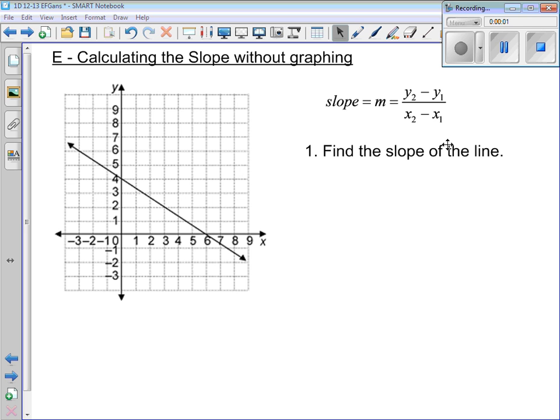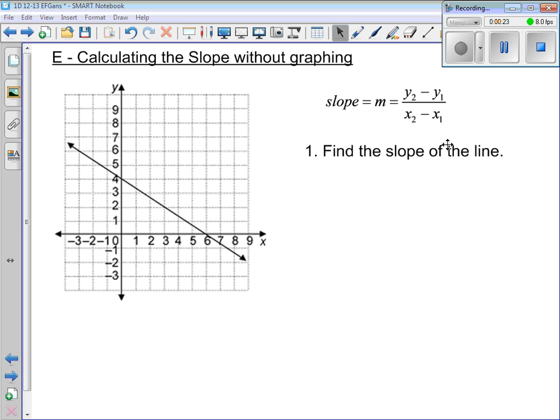We are working away on Unit 1213 here. What we're going to look at in this lesson is calculating the slope without graphing. In the last lesson, we looked at when you had a graph, how you could figure out the slope of the line by drawing that little right-angled triangle and figuring out your rise and your run and doing rise over run. What if you don't have a graph? What if they just give you a couple of points that are on your line?